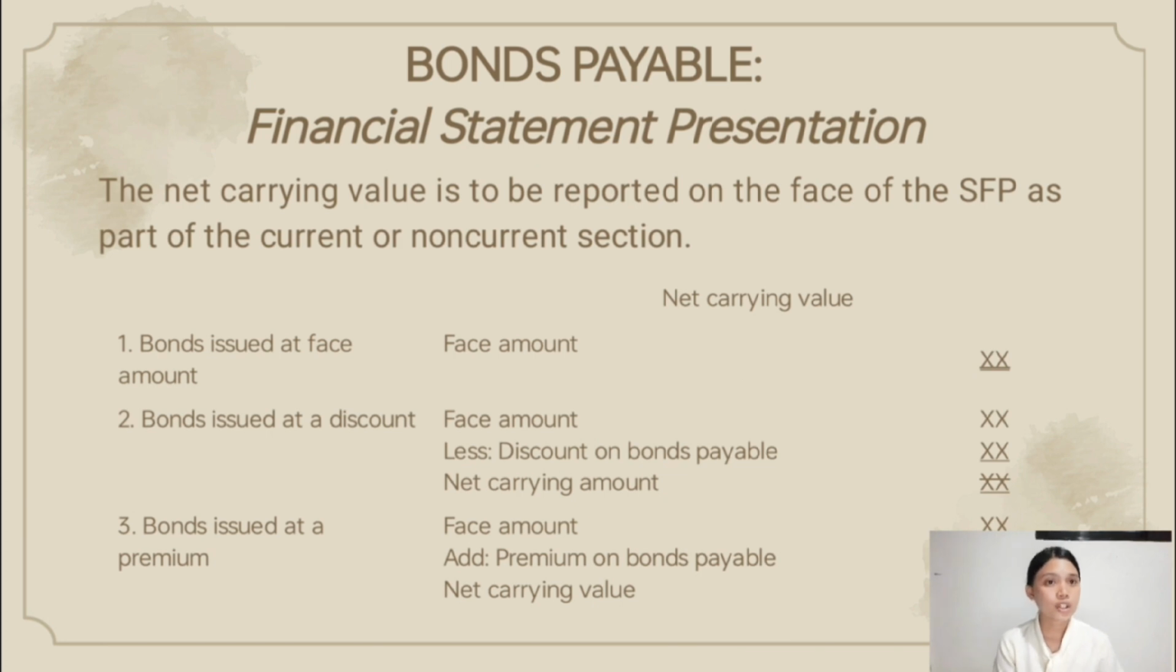So the presentation of bonds payable: the net carrying value is to be reported on the face of the statement of financial position as part of the current or non-current section. First, when bonds are issued at face amount, its net carrying value is the face amount. And for bonds issued at a discount, from the face amount we deduct the discount on bonds and we get the net carrying amount. And last is bonds issued at a premium, we have the face amount, we add the premium on bonds, and there we get the net carrying value.